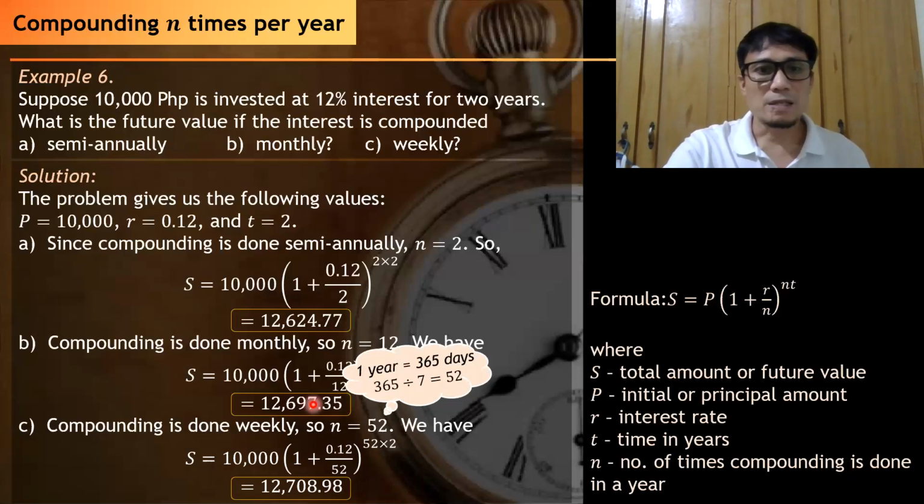As you can see, if you do a comparison, the greater the number of times compounding is done in a year, the greater the value actually. So this is for compounding several times per year.